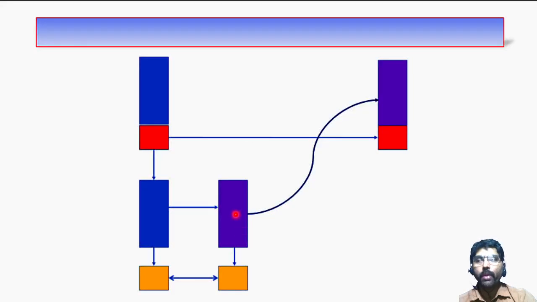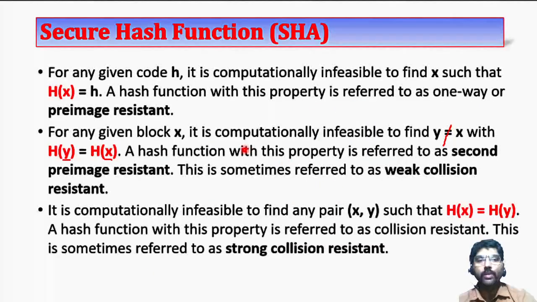Then what will the opponent do? He attaches the encrypted code to that modified data or modified message and sends it to the receiver. Since the hash code is not modified, the receiver has no way to detect that the message has been modified. So like that the opponent attack occurs. To overcome that problem, we are using weak collision resistant.